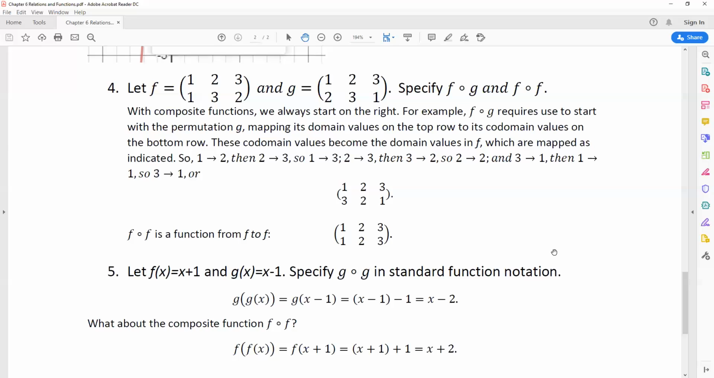So let's go ahead and take a look at the first problem. We're asked to evaluate f of g. Well, f of g requires us to start with the permutation g because g is on the right side. And we will map its domain values on the top row to its codomain values on the bottom row. In other words, if we go back to g, we can see that 1 goes to 2, 2 goes to 3, and then 3 goes to 1.